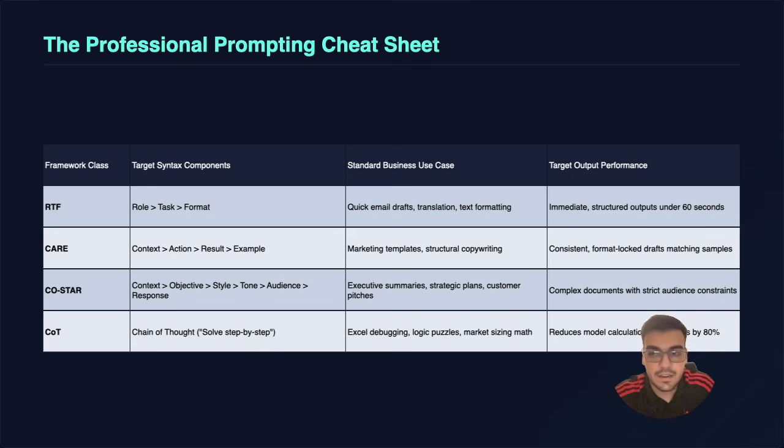Second is CARE. What does CARE stand for? CARE stands for context, action, result, and example. This structure is excellent for marketing templates or descriptive copywriting, ensuring your outputs match your provided samples. The third one is CoStar, our gold standard for complex documenting and drafting process. It is also used for strategic plans and formal customer facing pitches.